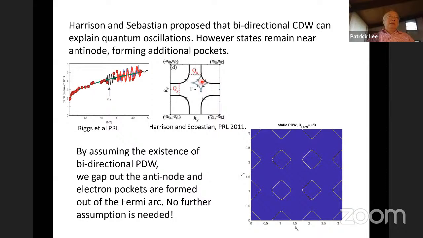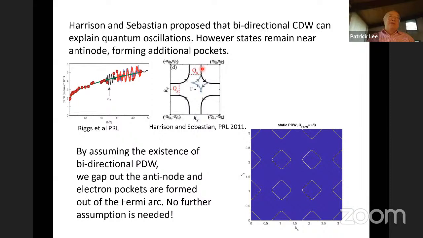Now the only trouble with this Harrison and Sebastian proposal is that you can start with this Fermi arc. If you make this electron pocket, generically you would leave a whole pocket here, right? Because you only gap out part of this. If the gap is too big, you may wipe out this thing. So it's very hard to get rid of this state here. But of course, we have already gotten rid of this, right? We have a pseudogap.